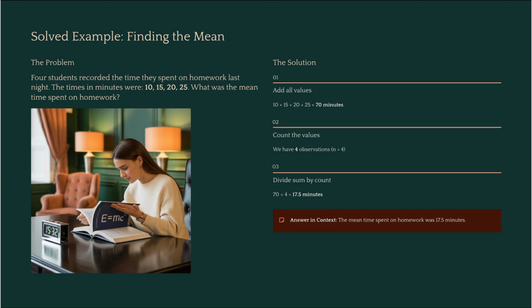Suppose 4 students reported spending 10, 15, 20, and 25 minutes on homework. The total is 10 plus 15 plus 20 plus 25, which is 70. We divide 70 by the count 4. 70 divided by 4 is 17 and 1 by 2. We would summarize this by saying the mean time spent on homework is 17 and 1 by 2 minutes.